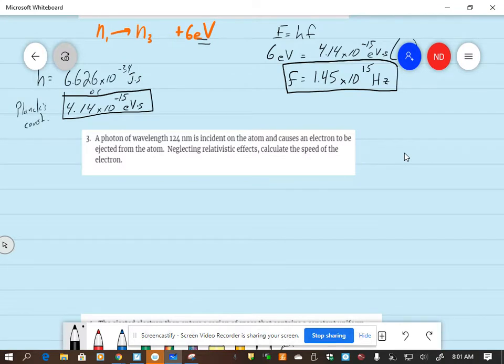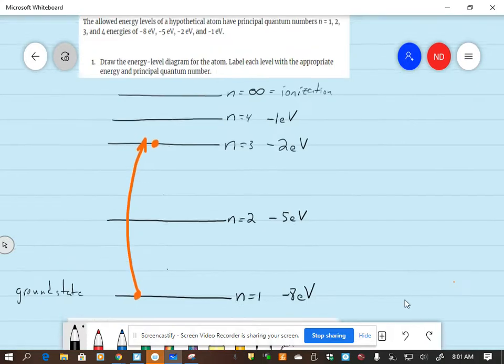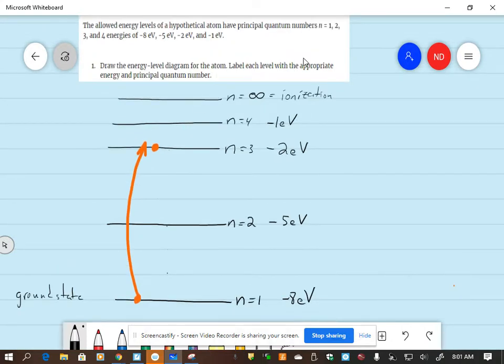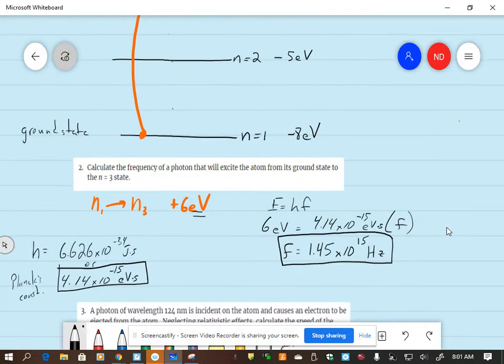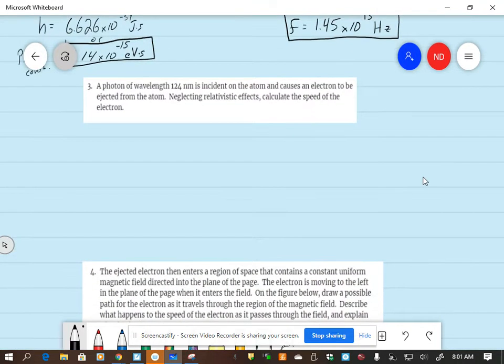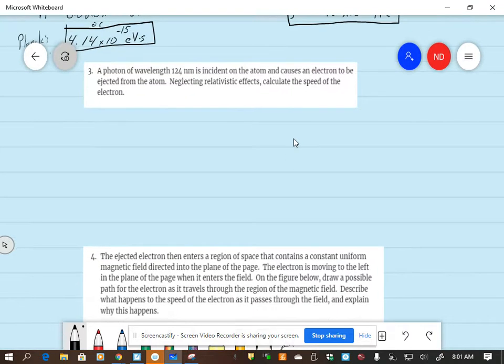Now, third part of the problem. A photon of wavelength 124 nanometers is incident upon the atom and causes the electron to be ejected. So that tells me that a wavelength of 124 will take the electron from here and go beyond ionization. It will ionize it. Neglecting relativistic effects, calculate the speed of this electron. Here we go. So first thing you want to do is convert that into energy. How much energy is that? Okay, that's the first step.